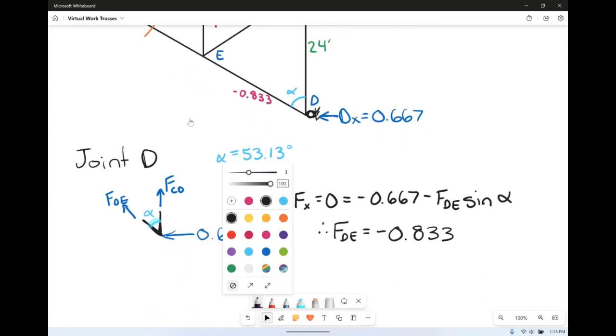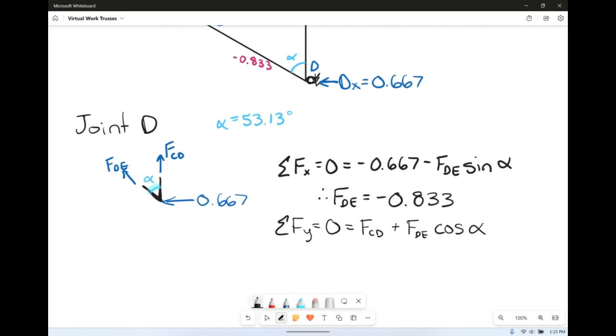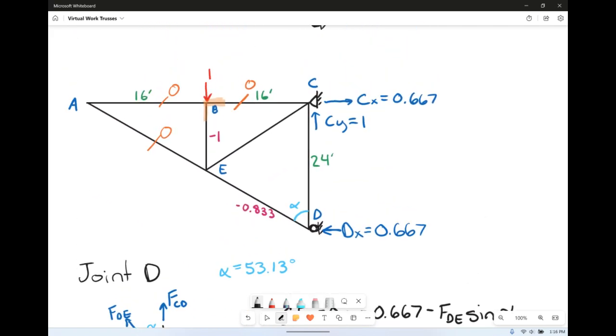Next, we can sum the forces in the y direction and set it equal to 0. So we have FCD going positive, and we also have FDE times the cosine of alpha also going positive. Even though FDE is actually a negative number, you're just going to plug in a negative there. So FCD is going to be 0.5. So we'll go write him in. So we have 0.5 for FCD.